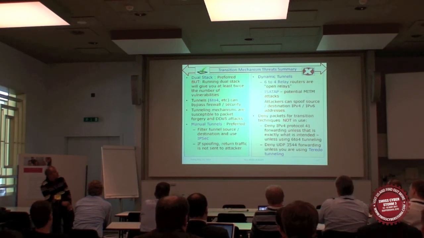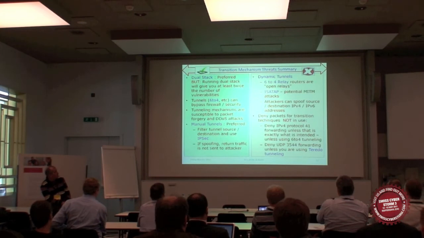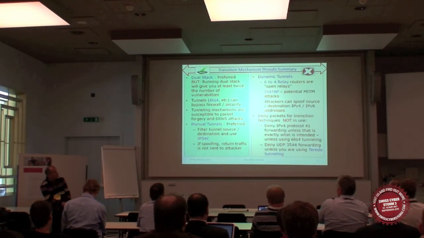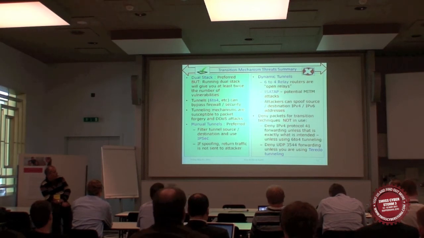Further, with dynamic tunnels, 6to4 relay routers are open relays. That means they can bypass your traffic and you are susceptible to threats. And deny packets for transition techniques not in use: usually we deny protocol 41 forwarding unless it is really needed, and we deny UDP 3544 forwarding unless you are using Teredo tunneling.